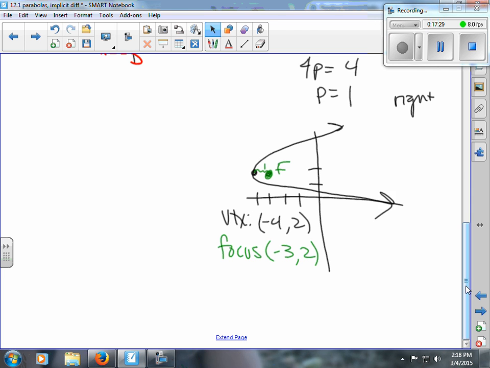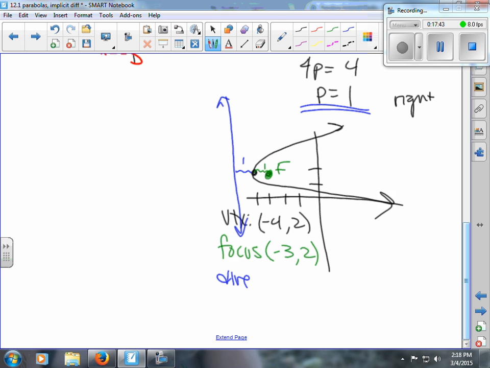And then the directrix is going to be the line behind the parabola on the opposite side of the vertex. And it should also be whatever this p amount is, that distance back from the vertex. And so the directrix is a vertical line this time, so that's x equals, and this x coordinate is now going to be negative 5 because it's back 1 from negative 4. And then we're done.